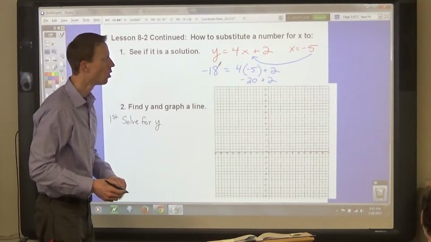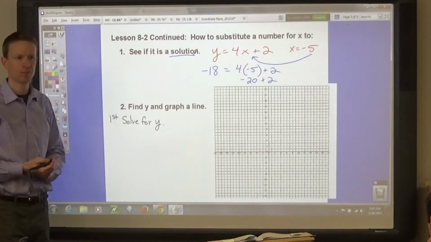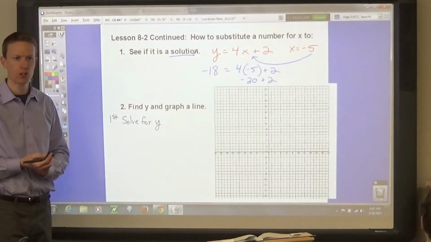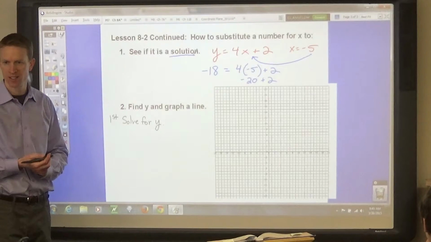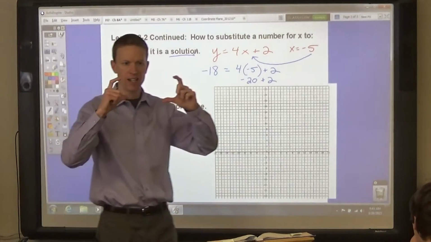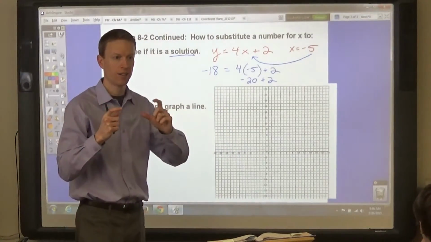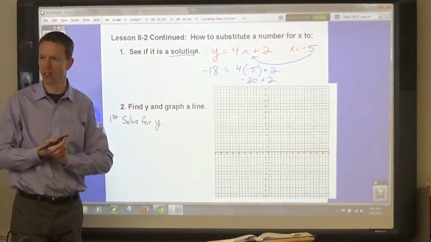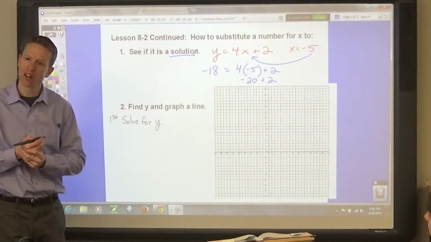Okay? So what is the solution then? If it says to find the solution, what is the solution for x is negative 5? It's the two numbers that make it true. So it's the what? The x and the y. What would we write as our answer then? Hunter. What would we write as our answer?